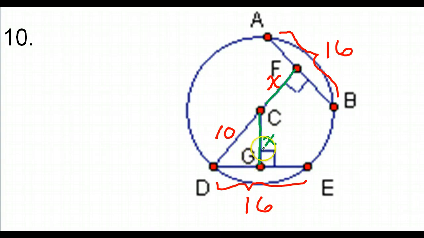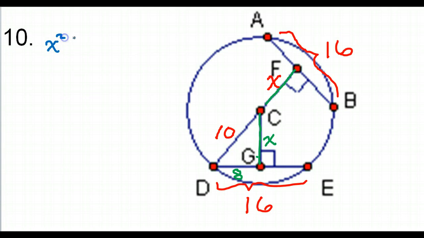So there's x. Since this chord is 16, guess what? This side of the chord will be 8. If this diameter is perpendicular, it must be a bisector. So 16 is 8 and 8. So now we have everything we need. We have the 10, the 8, and the x, all part of a right triangle. All I need to do is the Pythagorean theorem. So that will look like this.